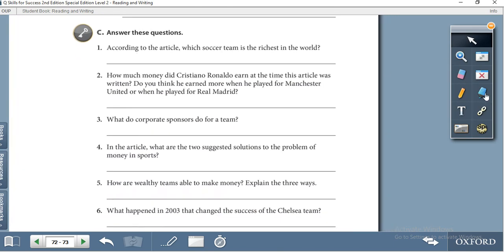Then you have to move to exercise C, answer these questions. So you have to read these questions according to the article. Which soccer team is the richest in the world? Who is the richest one? The team having the most amount of money is the richest team. So you have to answer these questions. Write in your notebook if you have, or you can write and give it to your teacher when you have the online session.